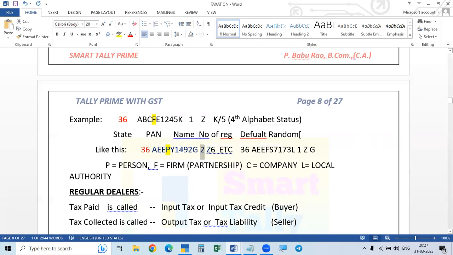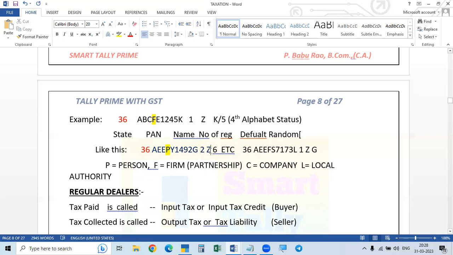So state code, PAN card, number of registrations, and then the next one is Z. The Z is a default alphabet, which will be there for everyone. What does it mean? Here the registrations are 2. Up to 9, it will be a single digit. If the registrations are 10 or more, then the number will become 16 total digits. But the total should be only 15.